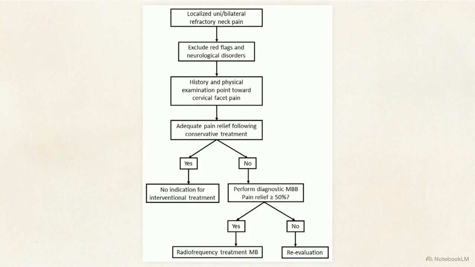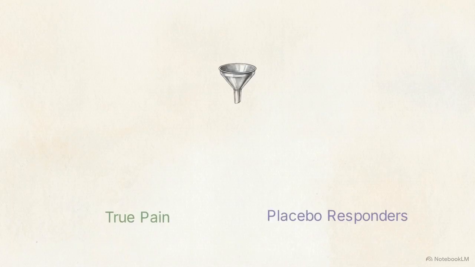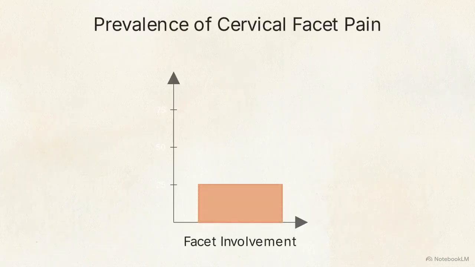For the test to be considered positive, strict evidence guidelines require the patient to experience at least a 50% reduction in their pain. Historically, there has been a significant push in pain medicine to require two separate diagnostic blocks on different occasions. The rationale for this dual block requirement was to weed out placebo responders and lower the false positive rate. But the data shows that dual blocks are mathematically and clinically counterproductive in the cervical spine.